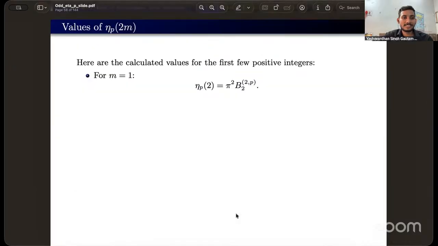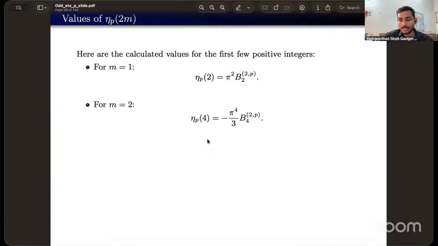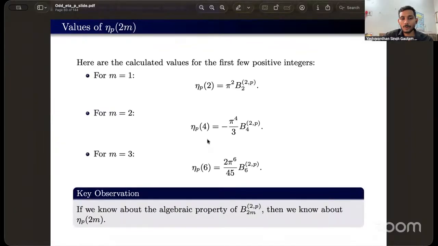Now let's see some examples. Now if we take m is equal to 1 here, what will we have? We will have eta P of 2 is equal to pi square of B2. Similarly, if we take m is equal to 2, we'll have eta P of 4 of minus pi to the power 4 upon 3. Similarly, for m is equal to 3, we'll have this relation.